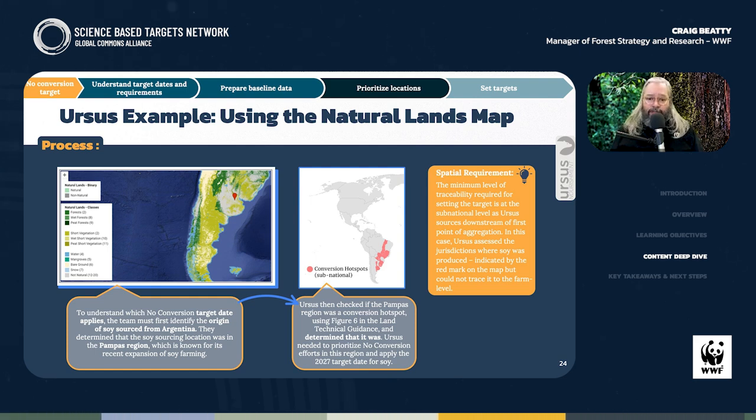Ursus checked if the Pampas region was a conversion hotspot using Figure 6 in the Land Technical Guidance and determined that it was. This meant that they needed to prioritize no conversion efforts in this region, and it means that these commodity volumes will have a 2027 no conversion target date. By the end of 2027, Ursus must demonstrate that its sourcing from this subnational region is not associated with the conversion of natural land.